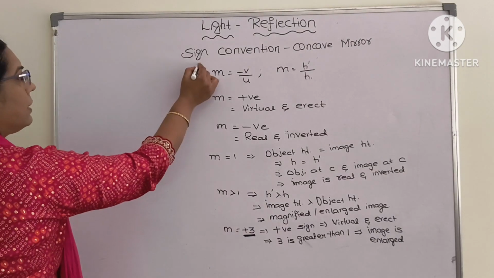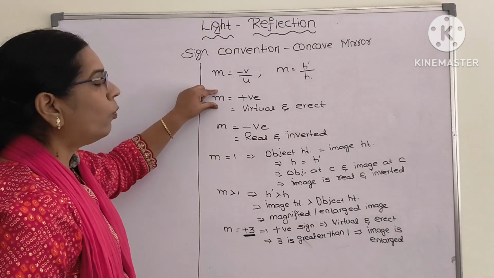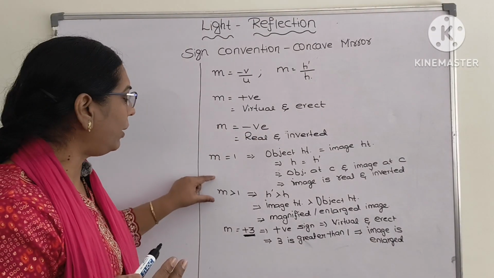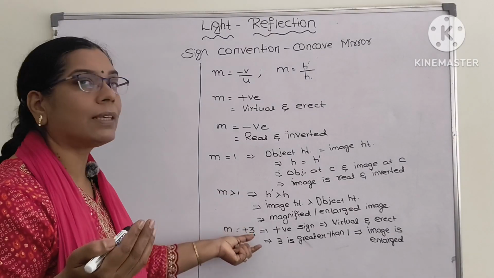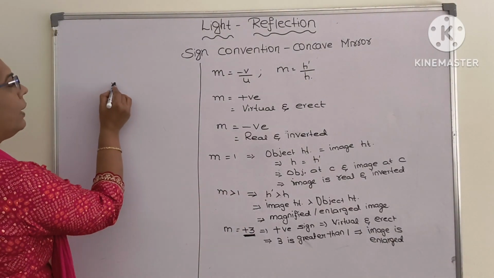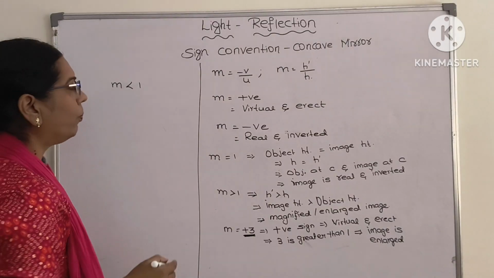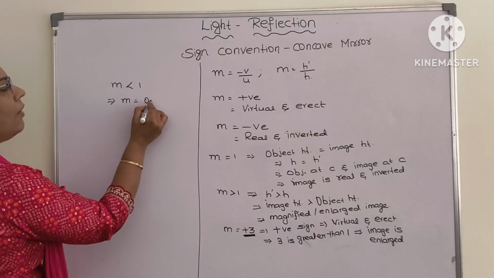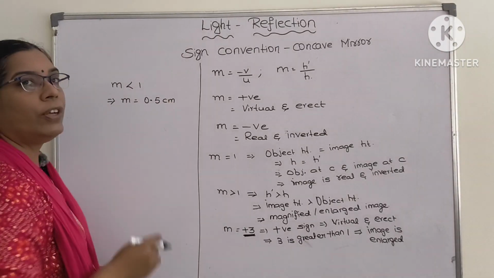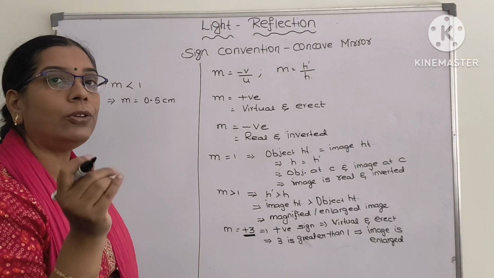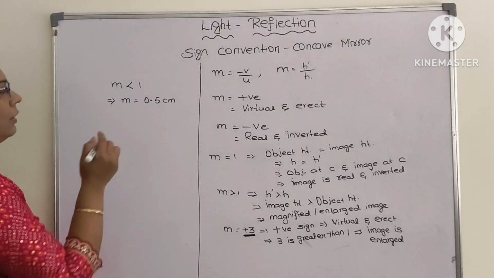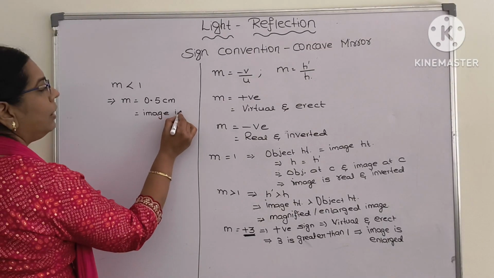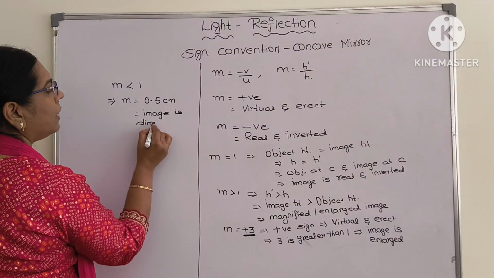Now, let us continue. So we have studied what m positive means, what m negative means, what m equal to 1 can mean, and what if the value of m is greater than 1. Now let us see what m less than 1 can mean. It can be like m is 0.5, which means m has a value in decimals. What does this mean? This means that the image is diminished in size.